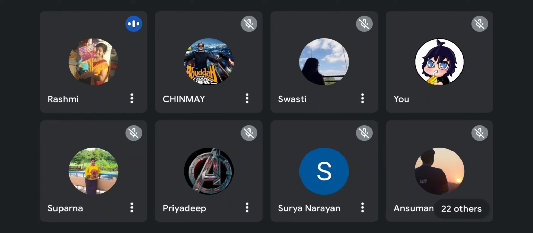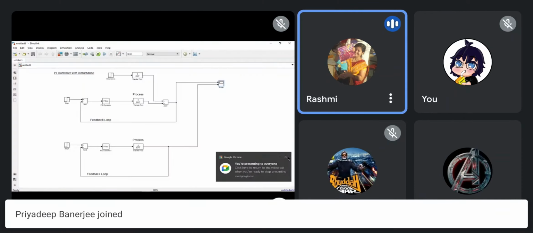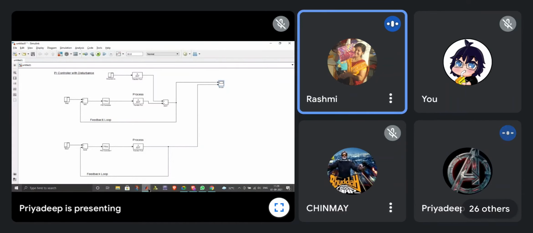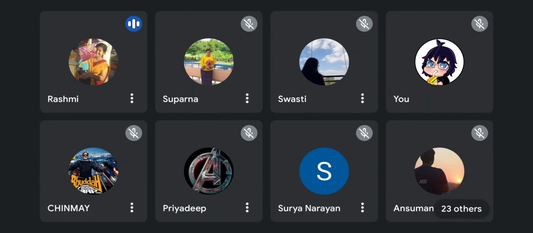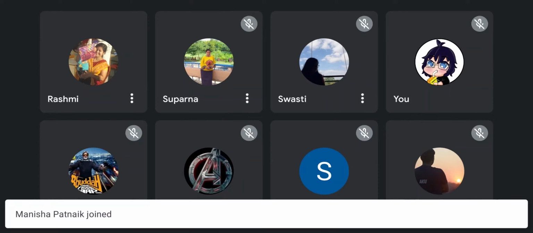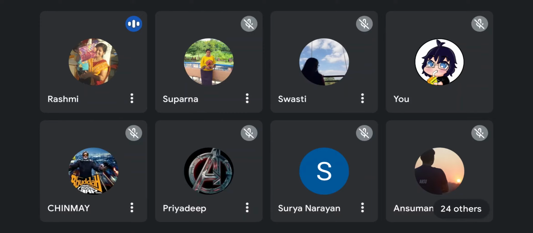Can you please share your screen? Yes, with disturbance, I am just sharing my screen. That was my output for the without disturbance. I'm sharing this one, we'll check it. This is with disturbance. The only change is my transfer function. Instead of 5, I have taken 10. The upper graph is without disturbance and the lower graph is with disturbance.